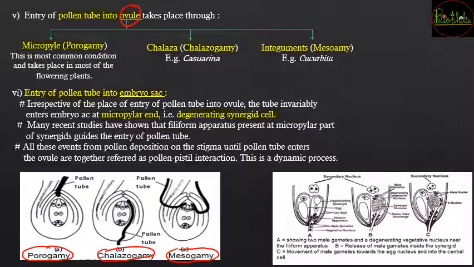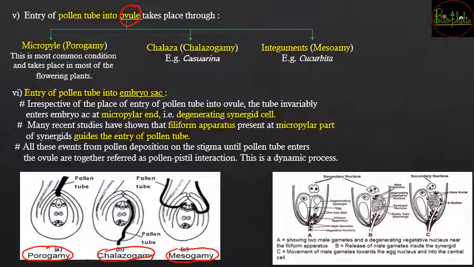So I hope in the previous video you might remember कि degenerating synergid cells जो होते हैं, they are going to show filiform apparatus, and this filiform apparatus at the micropylar end is going to guide the entry of the pollen tube. So because of this, only one entry is possible from the micropylar end.